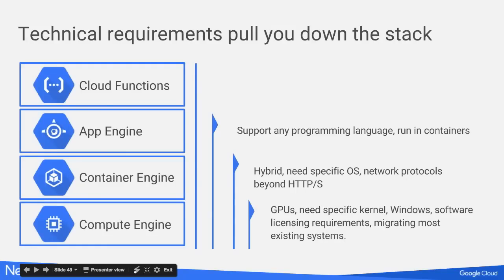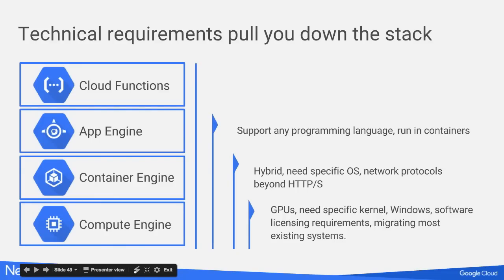If you need more than that, you're going to be in App Engine or that space for sure. Depending upon what language, whether or not you're web-facing, you might come down a layer beyond that. If you need hybrid portability, if you're doing protocols beyond standard web protocols, you're going to be at least in the container and Compute Engine space. And if you need a very specific kernel, you're running Windows today, you need certain software licensing things, you want to own all of the orchestration yourself, you might be down in Compute Engine.